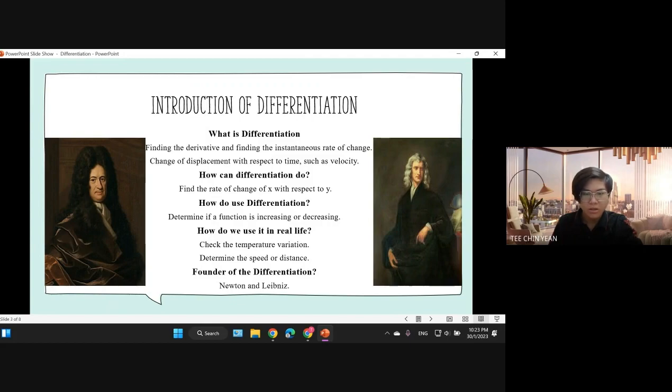On the other hand, how do we use differentiation? We can use differentiation to determine if a function is increasing or decreasing. A function is increasing if its derivative is always positive. A function is decreasing if its derivative is always negative. y equals negative x has derivative -1, which is always negative, and so negative x is decreasing.